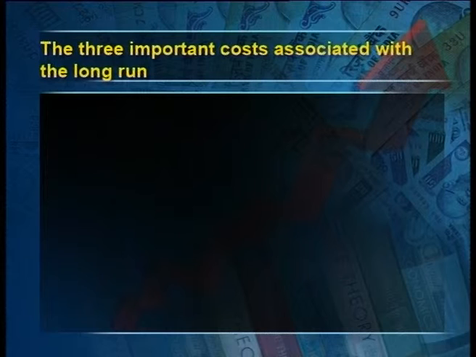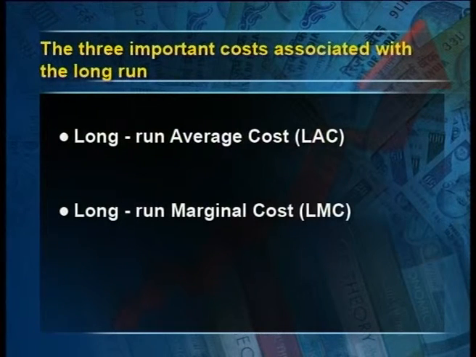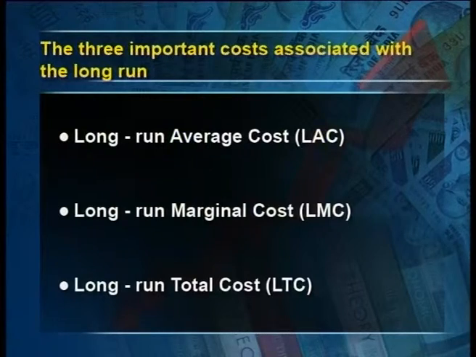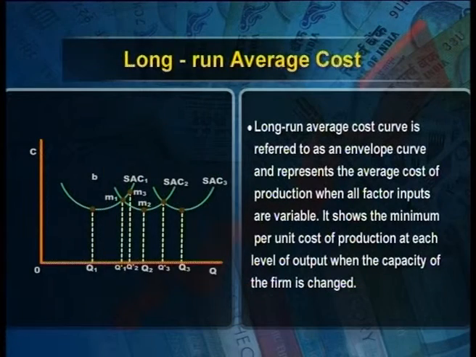Let us now understand the three important costs that are associated with the long run: long-run average cost, long-run marginal cost, and long-run total cost. First, we will understand what is long-run average cost. The long-run average cost curve is referred to as an envelope curve and represents the average cost of production when all factor inputs are variable. It shows the minimum per unit cost of production at each level of output when the capacity of the firm is changed.